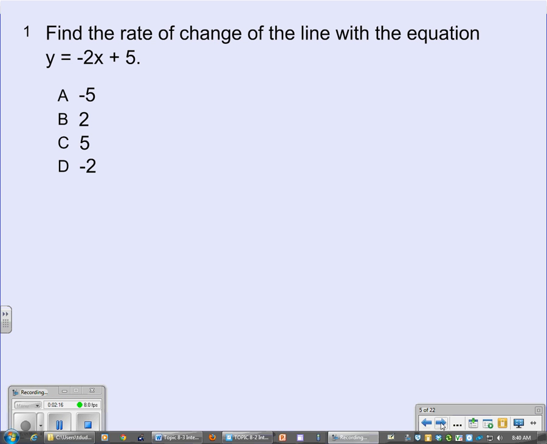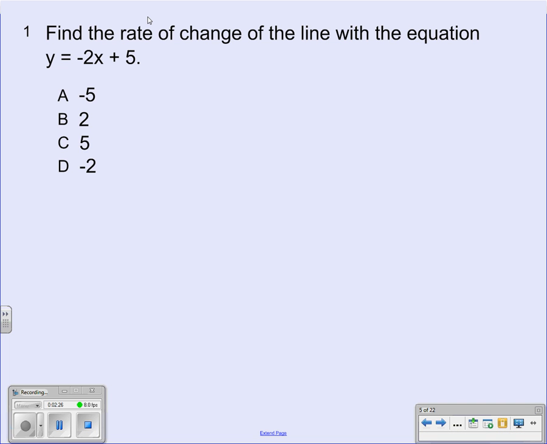So first, I want you to find what is the rate of change on the line with the equation y equals negative 2x plus 5. You need to remember that the rate of change is another way of saying slope. So if we're looking for the slope, we'll write y equals mx plus b. Our slope is the m, or the number in front of the x, and so our correct answer is D. The rate of change is negative 2.